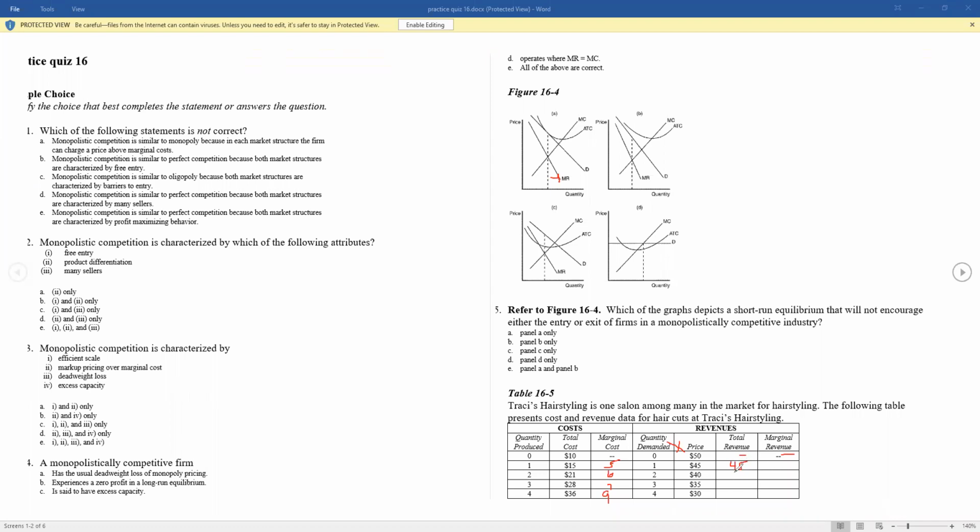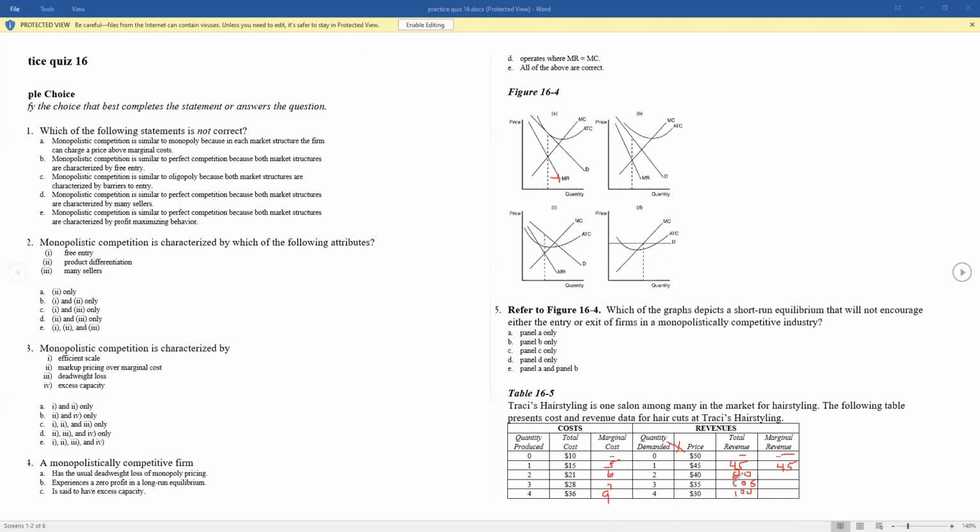And then it's 80. And then it's 105. And then it's 120. Okay. So it's 4 times 30 for 120, 3 times 35 for 105, 2 times 40 for 80. All right, so then I'm going to get marginal revenue 45.